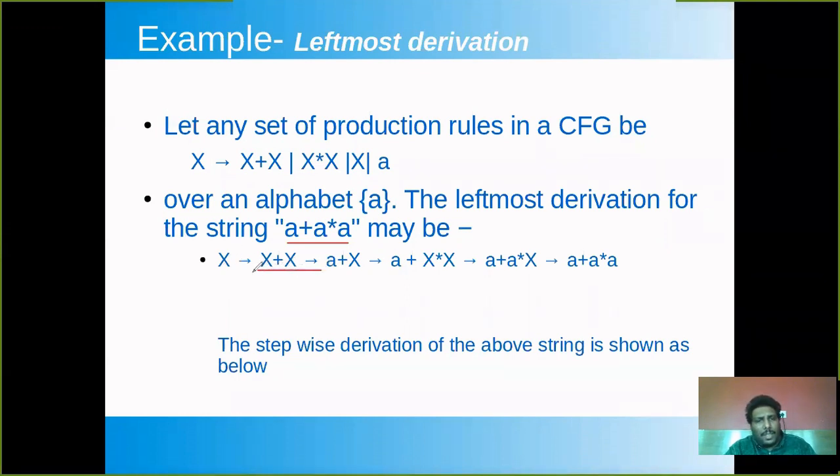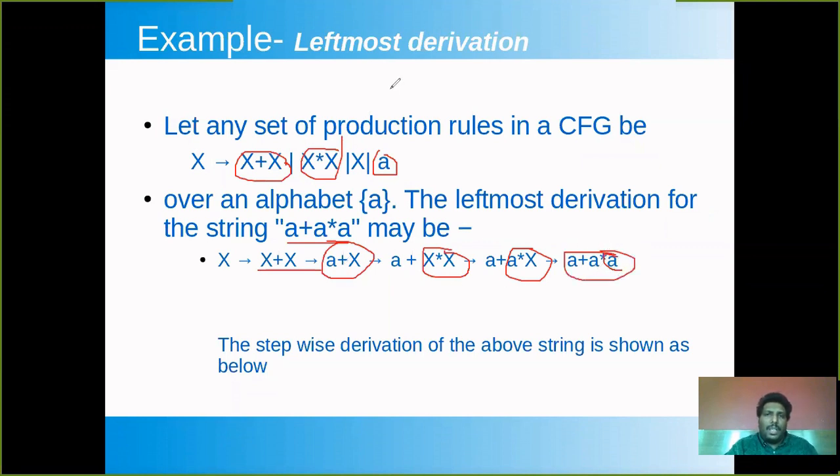Here, consider x plus x. First we are replacing x with x plus x using this production. After that, one x will be converted into a because of this production. After that, this x again goes to x into x, using the second production for x. After that, replacing one x with a, it will become a into x. So a plus, the next one also we write as a, so we will get a plus a into a. So this is our desired string.